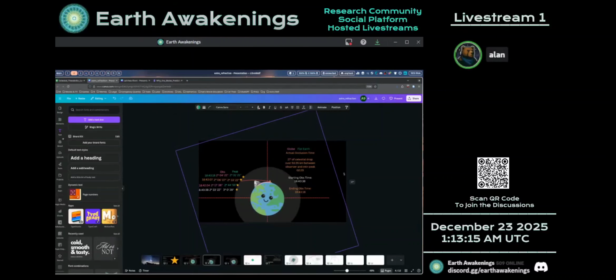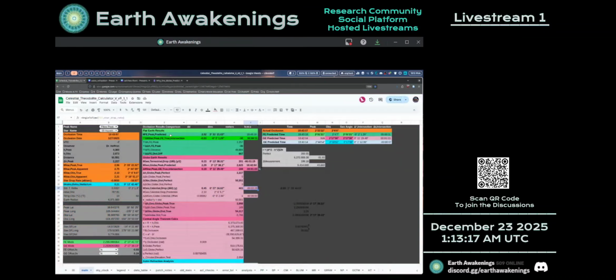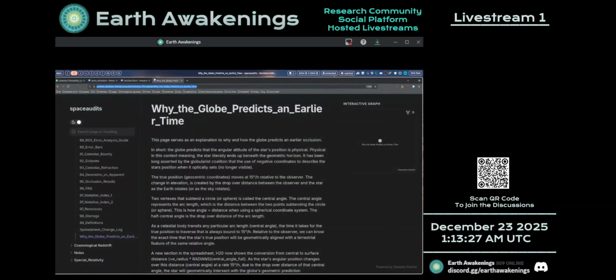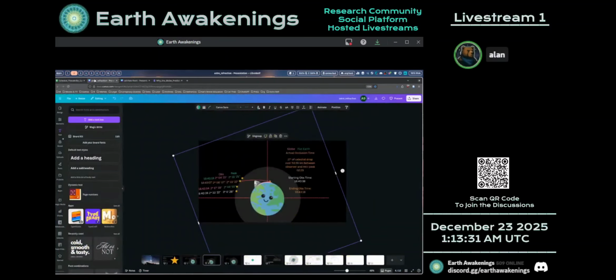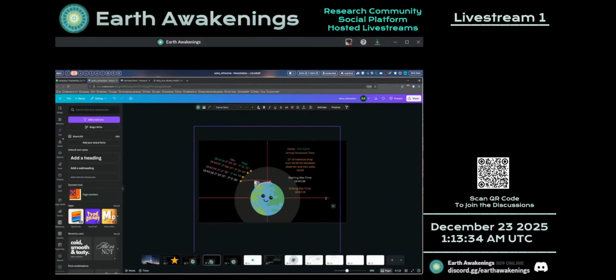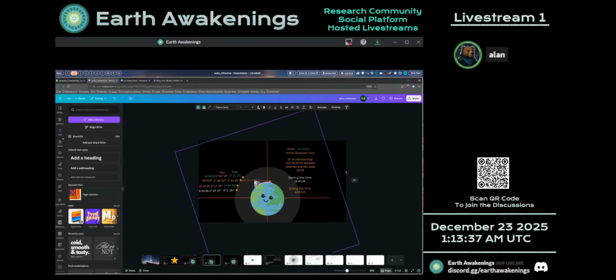So as more time passes by, it gets occluded within 11 seconds of what flat Earth predicts, in real time. And the angular position difference of that comes out to be 2 arc minutes. So the starting true position was 2:33. The ending true position for the observer was 2:33.